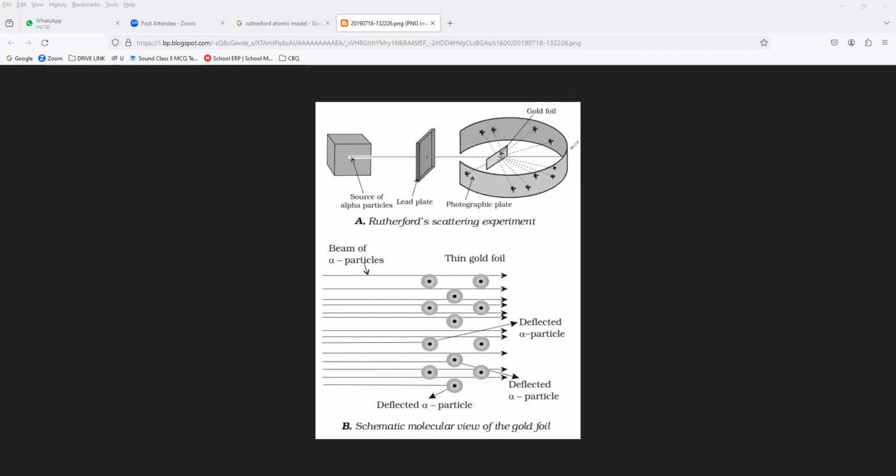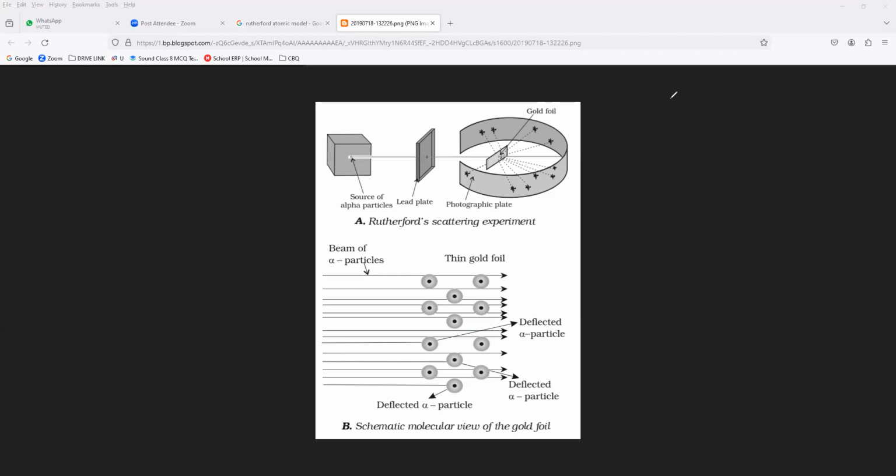Now, the first point. What is the first observation? You repeat it, all of you. Everybody? The first observation made by that: the majority of alpha particles pass through the gold foil without deflection. Now, I will tell the first conclusion from this.